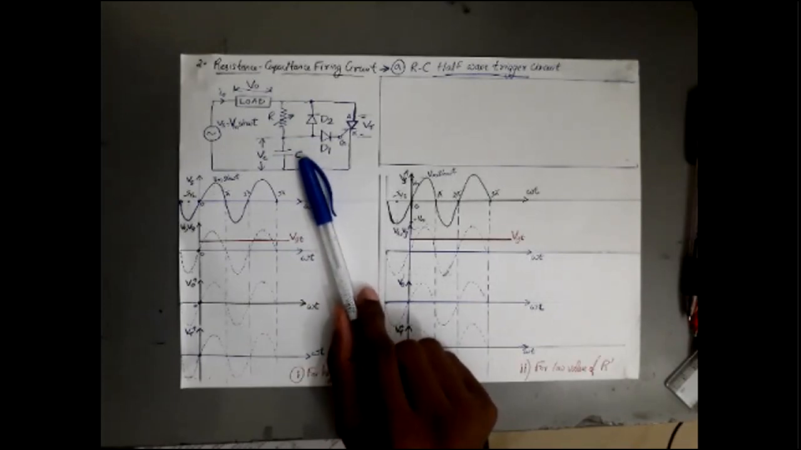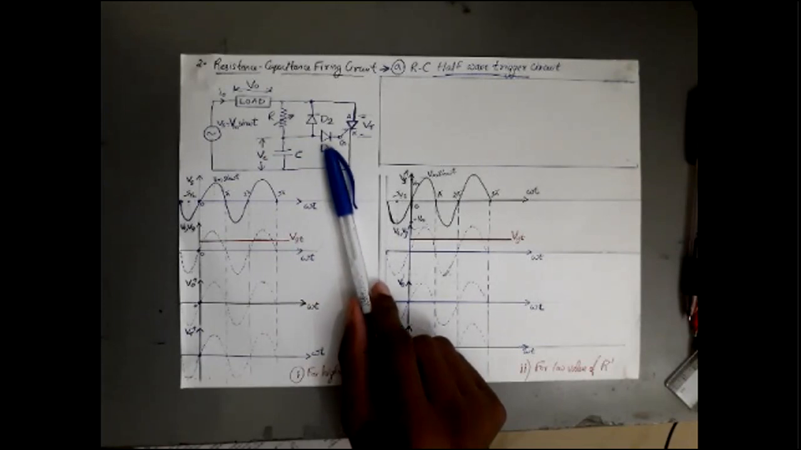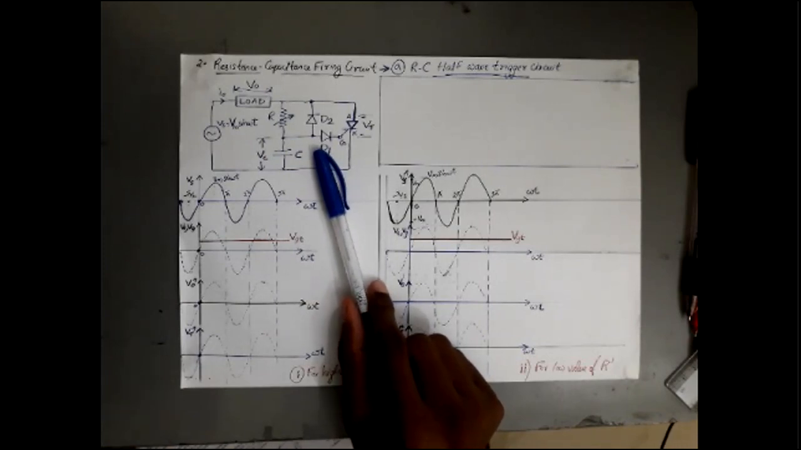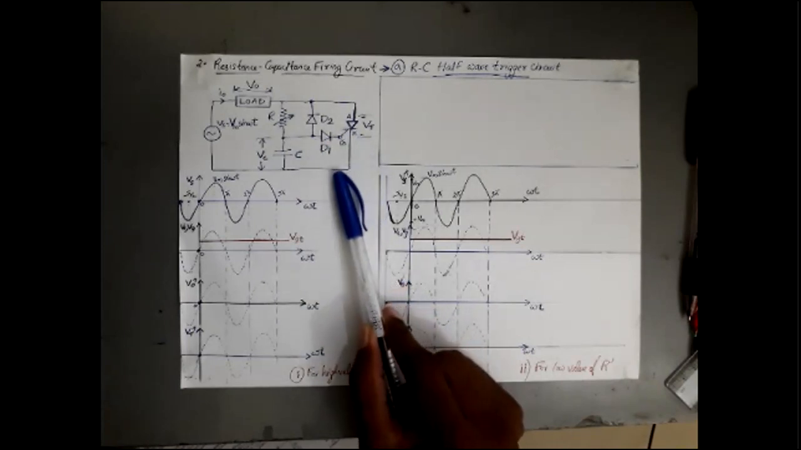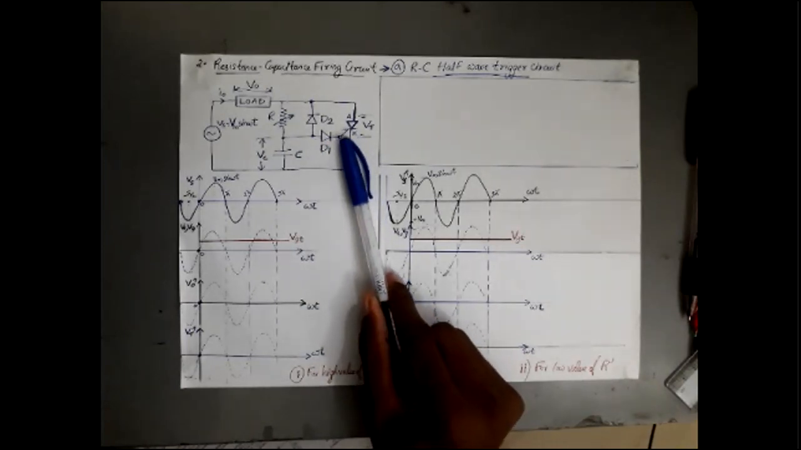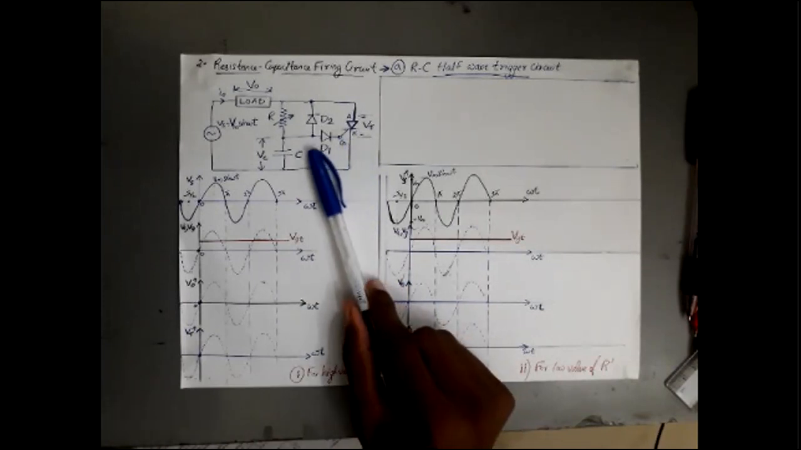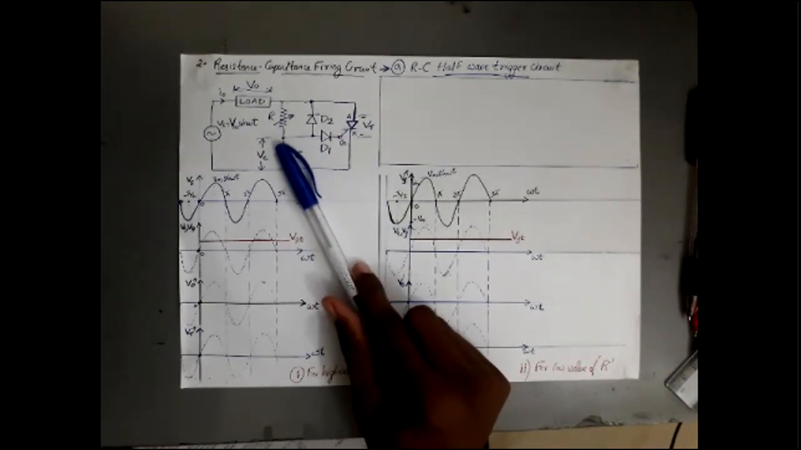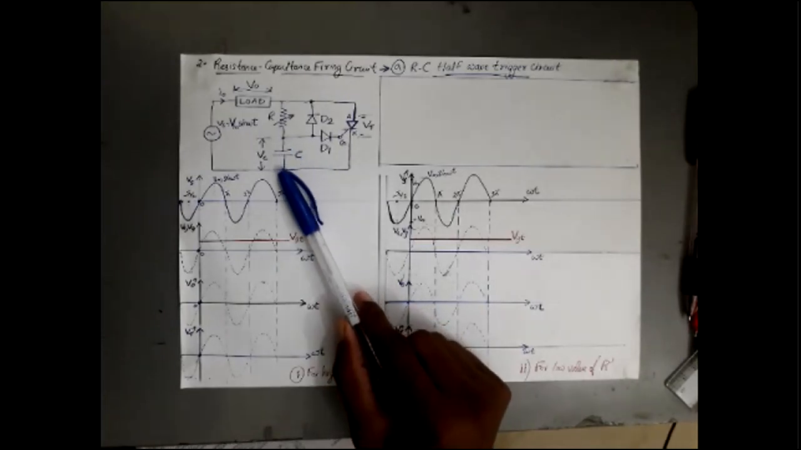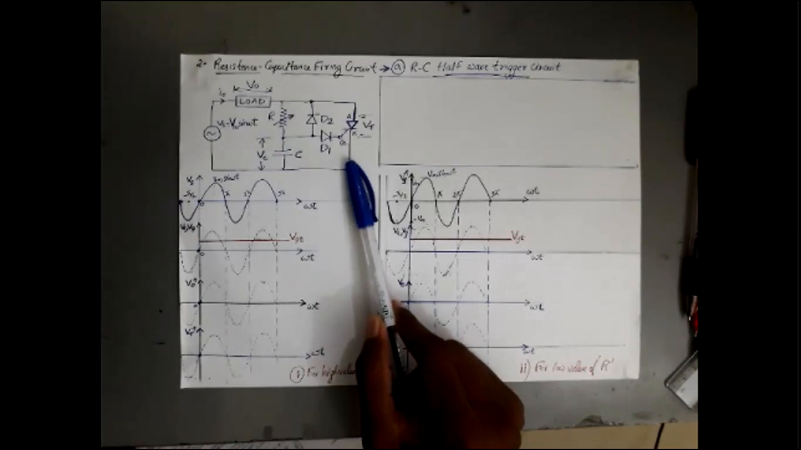When my voltage VC becomes equal to VGT, my SCR gets triggered. When my SCR starts turning on, what happens? This gate cathode terminal acts as a short circuit. That is, the voltage appearing across my capacitor will be a very low value, near zero. So suddenly my voltage VC will fall to a very low value, near zero, when my SCR starts conducting.